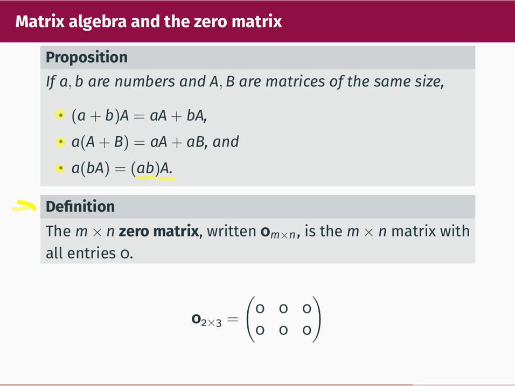We have another definition here, which is of the m by n zero matrix, which is just what the name suggests. The m by n zero matrix is the m by n matrix, all of whose entries are 0, and we write it as 0 subscript m times n. And of course the special property of zero matrices is that when you add them to another matrix, you just get the same matrix again. So adding something to the zero matrix doesn't change it.